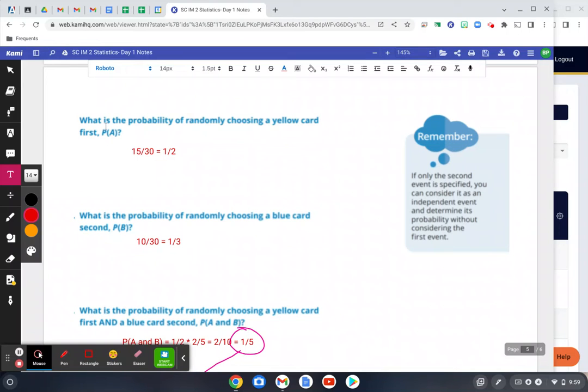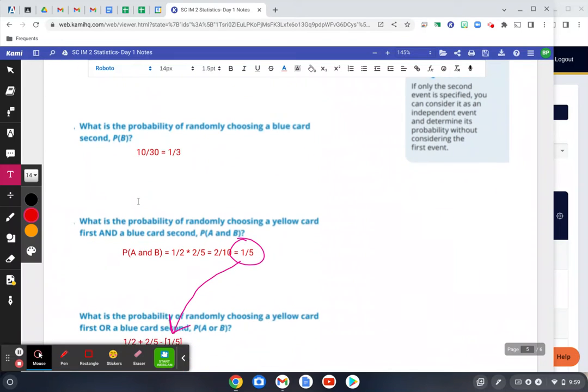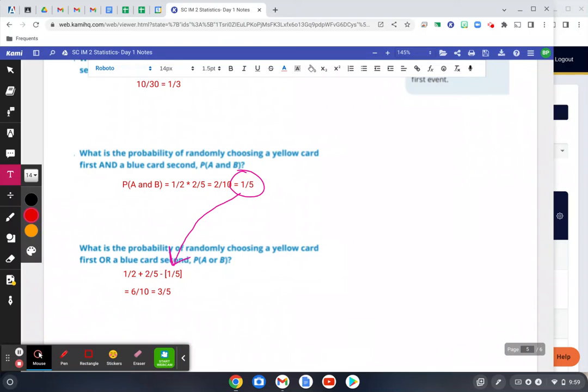What is the probability of randomly choosing a yellow card first? Well, that's 15 out of 30. Probability of choosing a blue card second? Well, that's 10 out of 30. And then once again, just like we talked about up above, it's kind of repetitive here, but what is the probability of A and B?